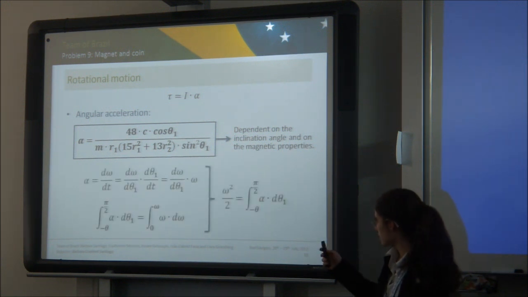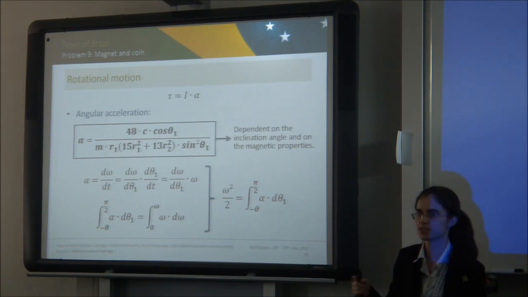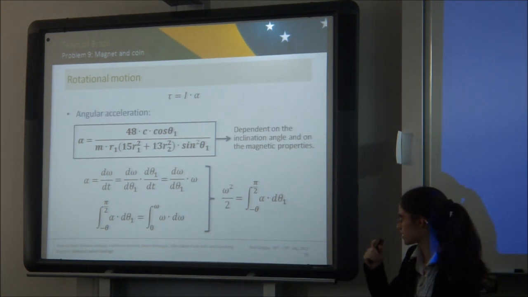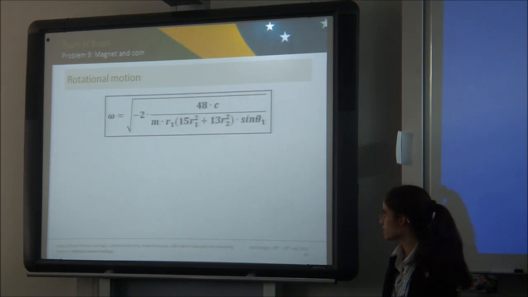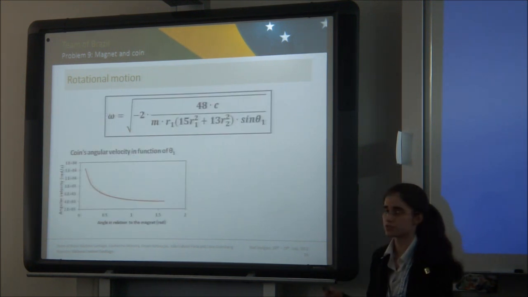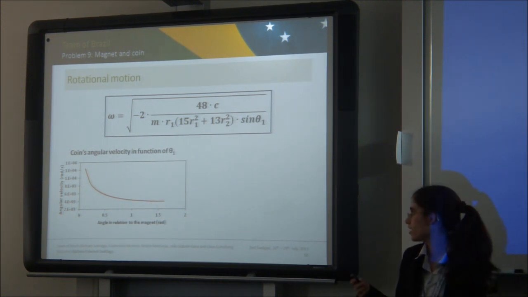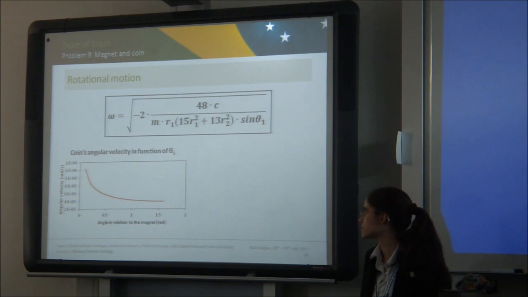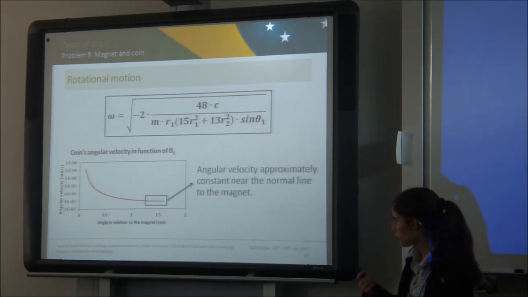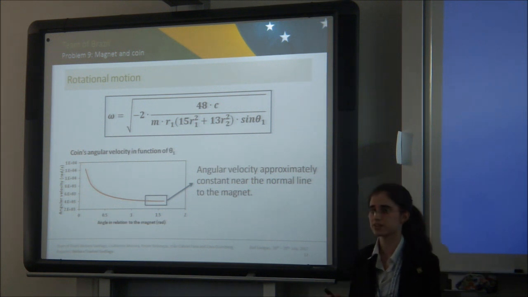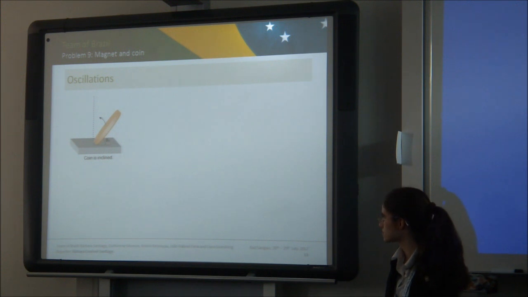Then, integrating in function of θ1, as the angular velocity is the integration of the angular acceleration with time, we have the angular velocity. And so we get the behavior of the angular velocity in function of θ1. And we see by the end of the graph that the angular velocity is approximately constant, so it can be approximated to an angular velocity that is constant.